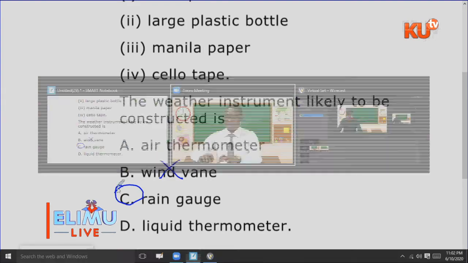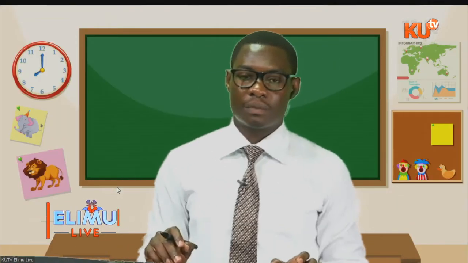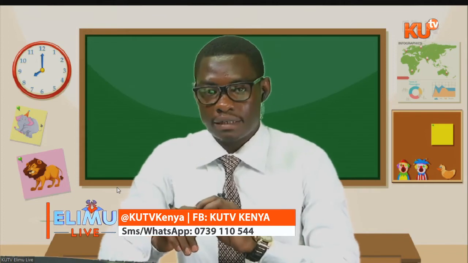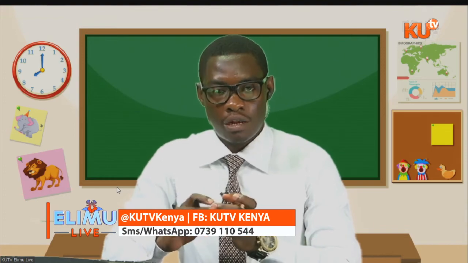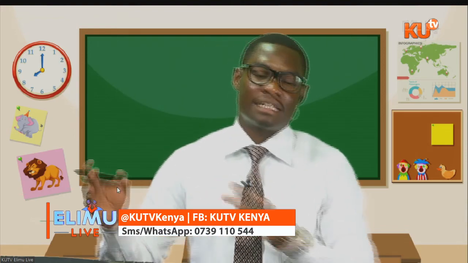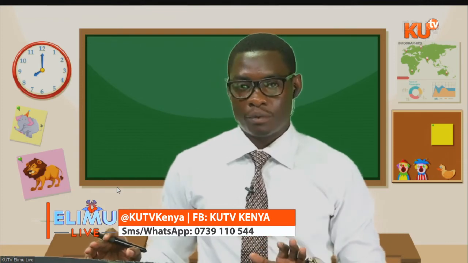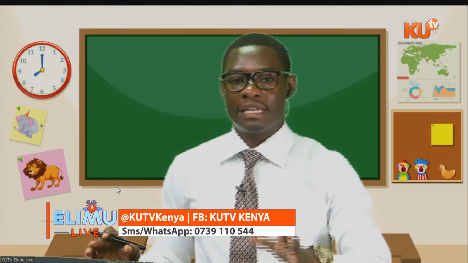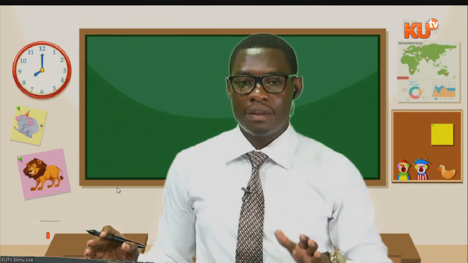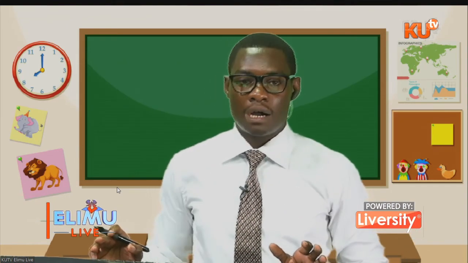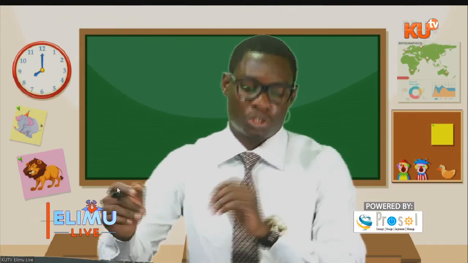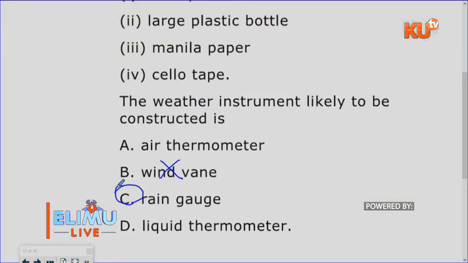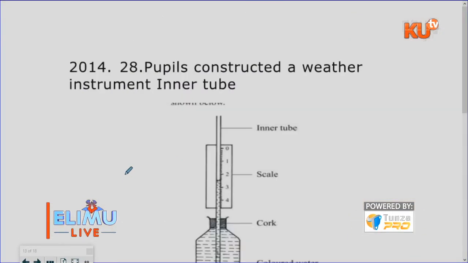Now, when we talk about materials for making weather instruments, there are specific things that you look at. So when we talk about colored water, remember we're talking about either an air thermometer or a liquid thermometer. When you talk about an airtight bottle, that becomes an air thermometer. When you talk about two containers and a scale, that should be a rain gauge. When you talk about making of an arrow, that should be a wind vane. And for a windsock, you talk about a strong polythene. So those are a few points that you can use to differentiate.